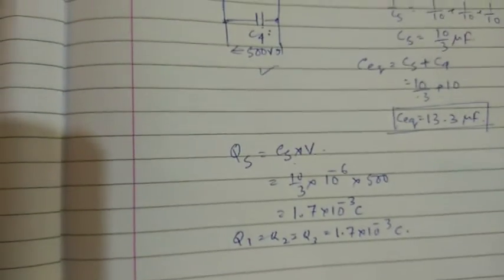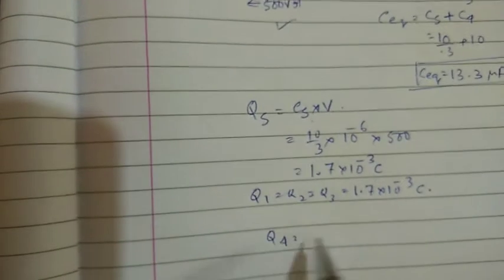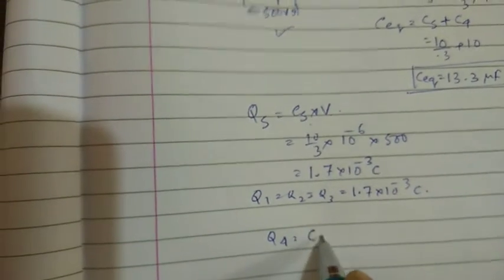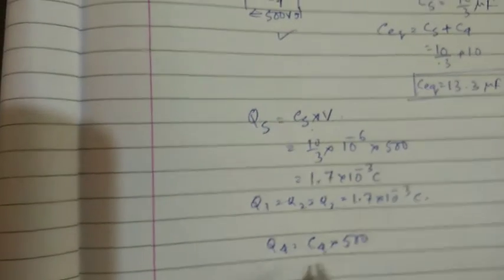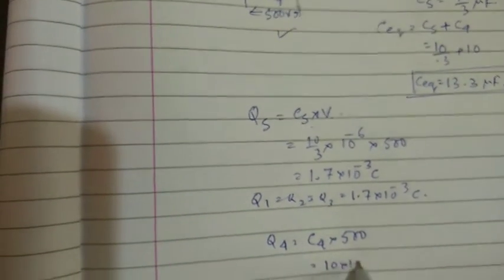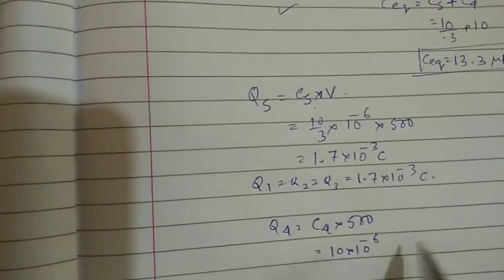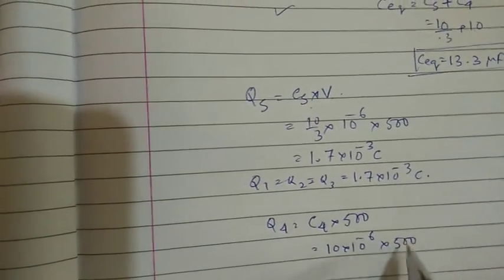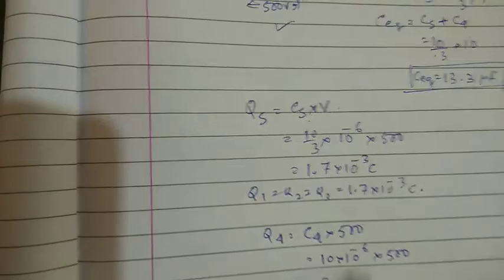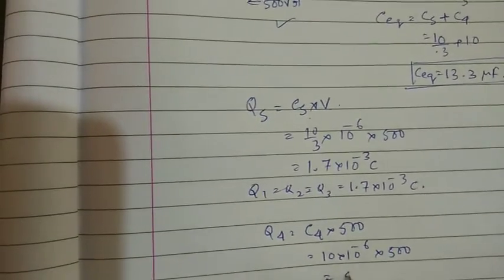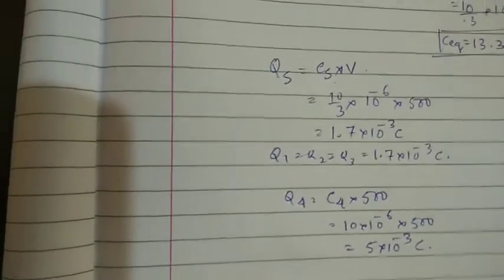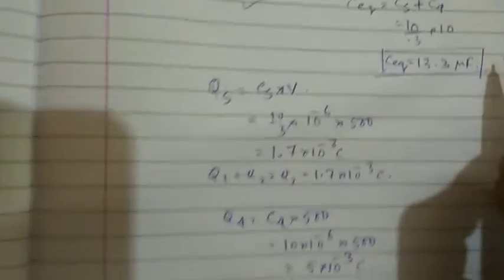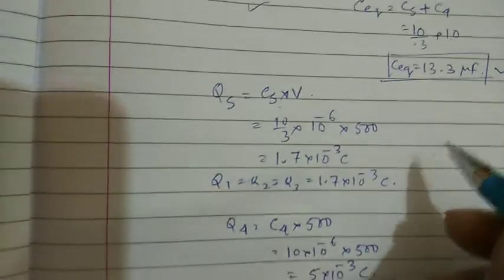Now similarly for C4, you can find Q4 equals C4 into V, which is C4 into 500. C4 is 10 into 10 to the power minus 6, into 500. Multiplying, we get 5 into 10 to the power minus 3 coulomb. So we have already calculated the equivalent capacitance and the charge on each capacitor.